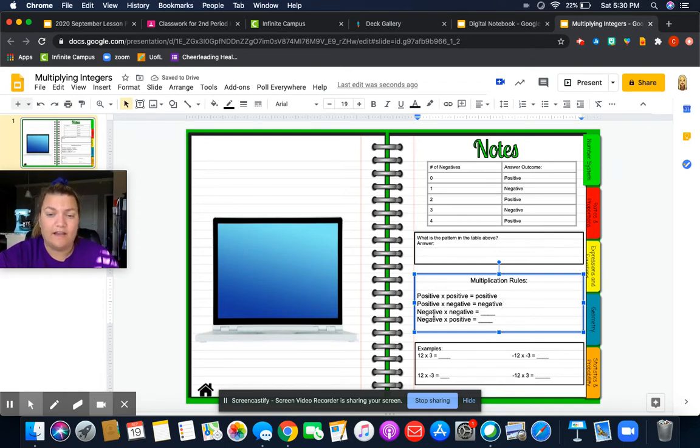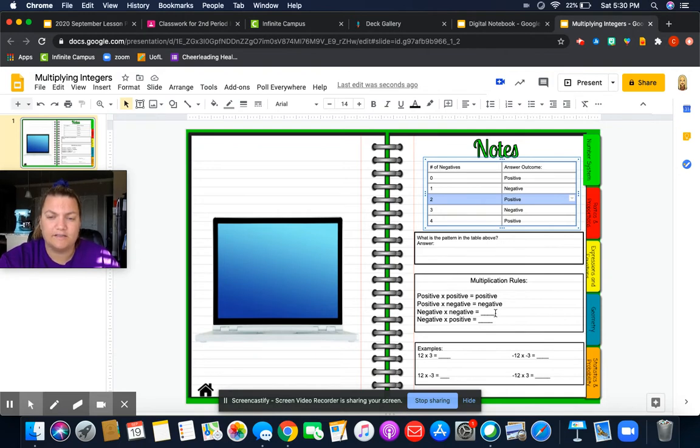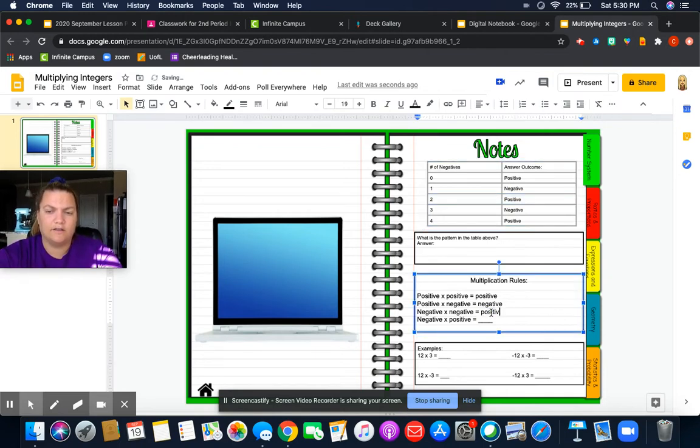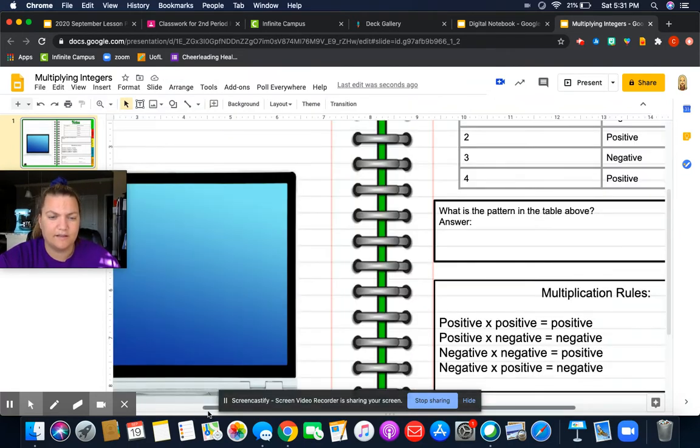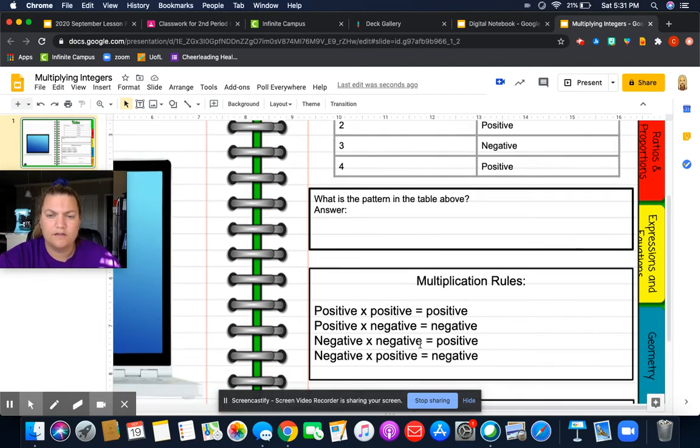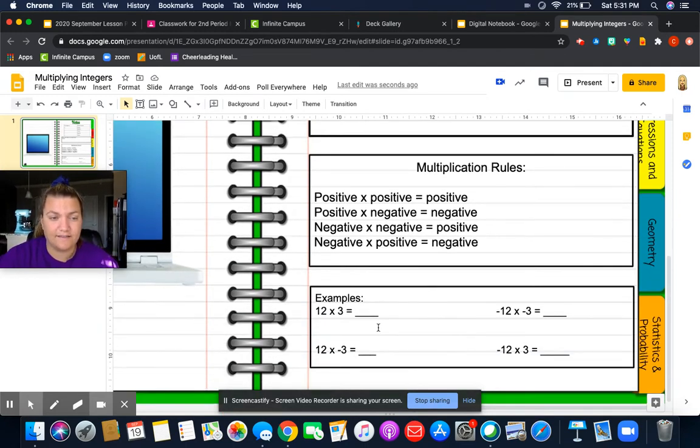But if I have a negative and a negative, again, if we go back up here to the chart, that means we have two negative numbers. It says my answer is going to be positive, so we're going to include positive right here. And if I have a negative times a positive, again, that is one negative. My answer outcome table says it's going to be negative. So make sure you guys have negative filled in there. And I'm going to zoom in a little bit so you can see these examples better. Make sure you can see the rules and the examples.